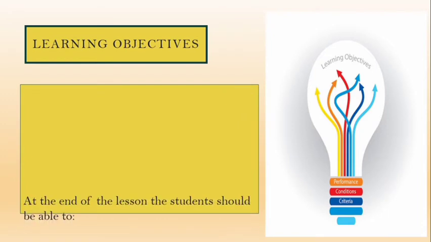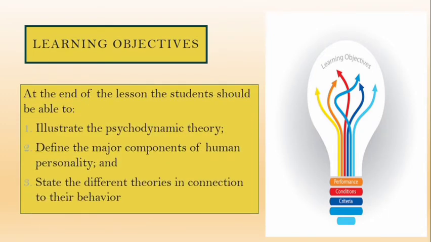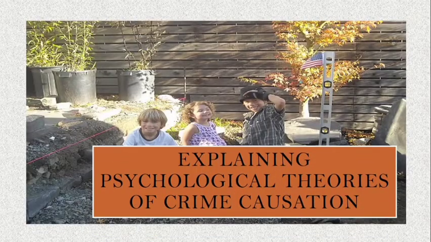So, our learning objectives for this topic, at the end of the lesson, the student should be able to illustrate the psychodynamic theory, define the major components of human personality, and state the different theories in connection to their behavior. So, explaining the psychological theories of crime, causation.